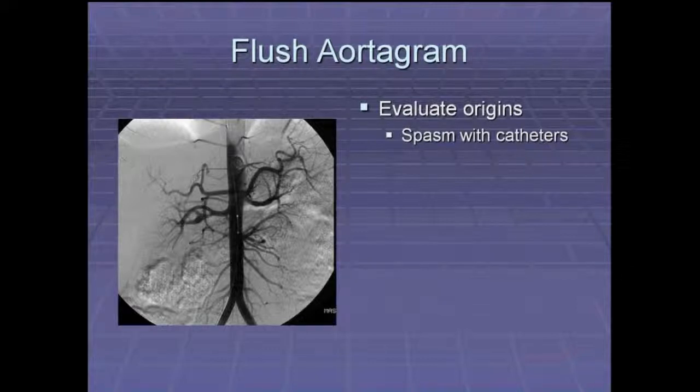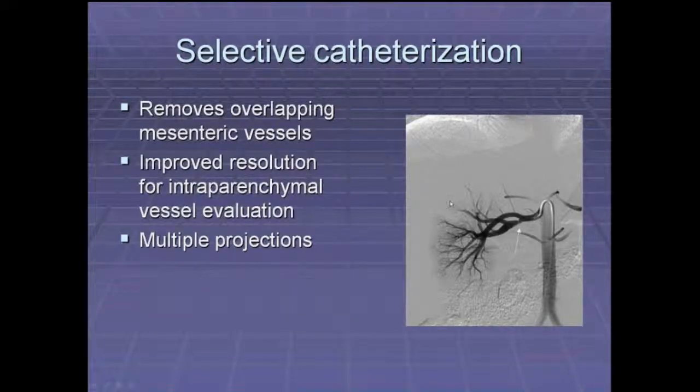So we'll start off with a flush aortogram. The flush aortogram allows us to evaluate the origins of the main renal arteries without the threat of spasm as the potential cause for renal artery stenosis as a fake out. So in this case, we do the aortogram. We see beautifully the main renal arteries are widely patent. After we do the aortogram, we'll select out the renal arteries and perform dedicated renal angiogram with various projections in order to remove the overlap. In this case, we can see that there's a high-grade stenosis of a branch vessel, delayed perfusion of the upper pole.